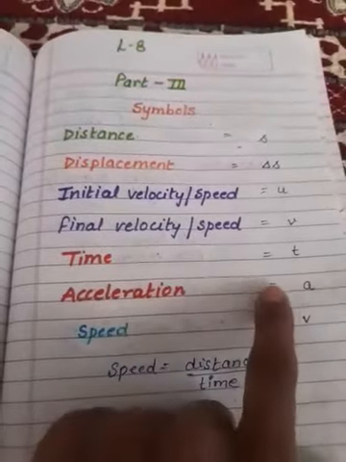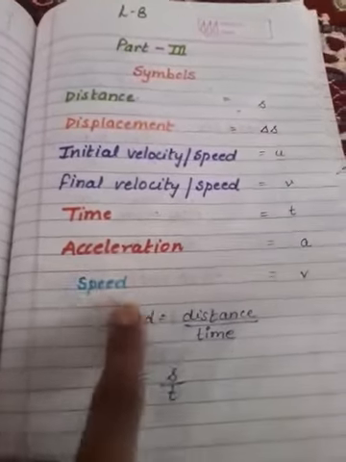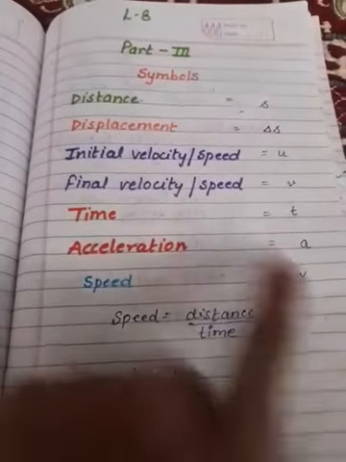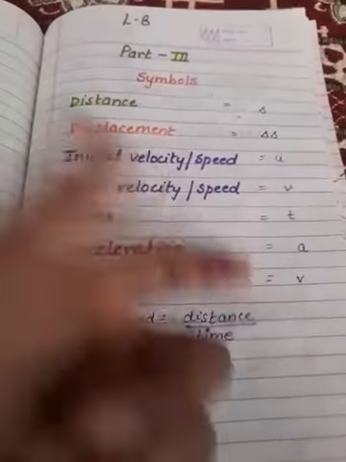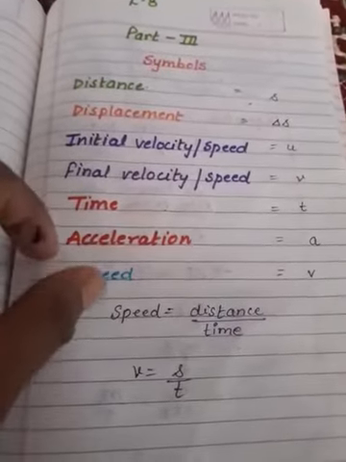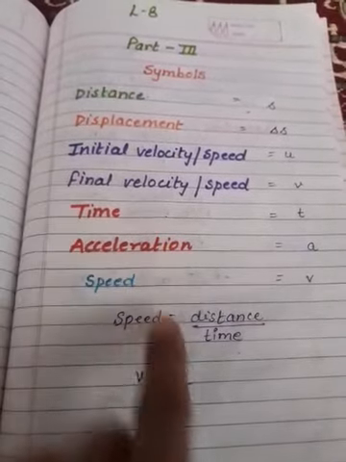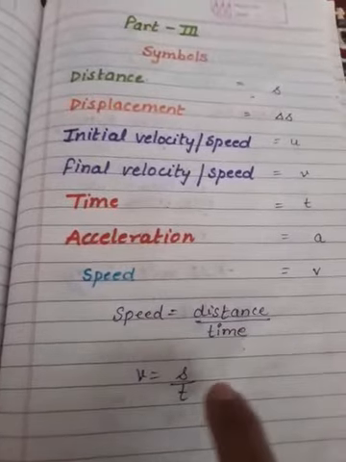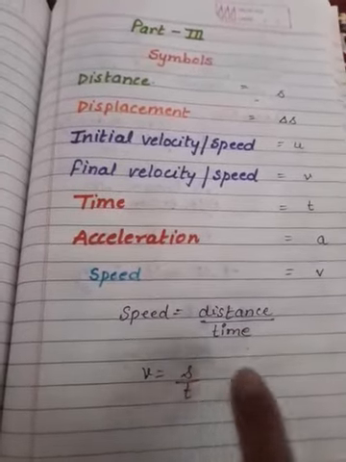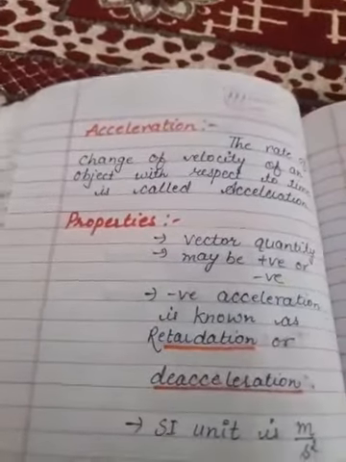Time, small t. Acceleration, small a, and speed by small v, because we have talked about speed and velocity both are same, so we can write it small v. Like if we want to write speed formula, then keep in mind speed formula is distance upon time. So we can write small v is equal to small s upon t. After that, our today's topic starts.